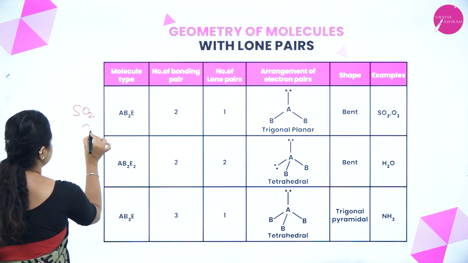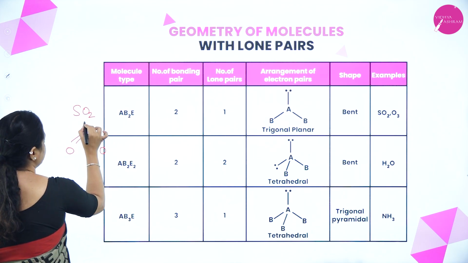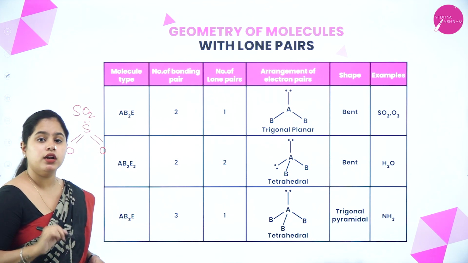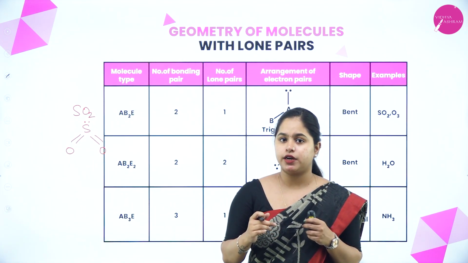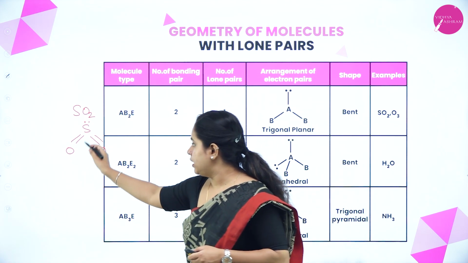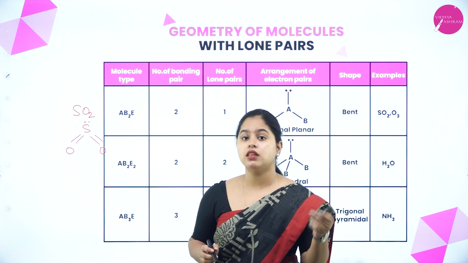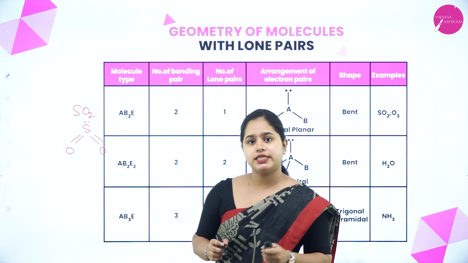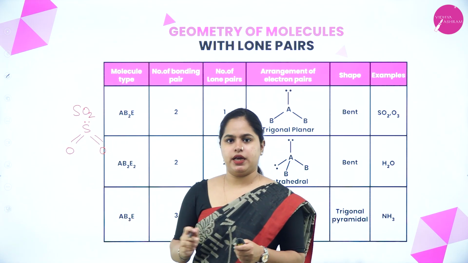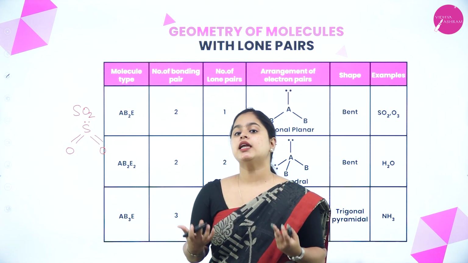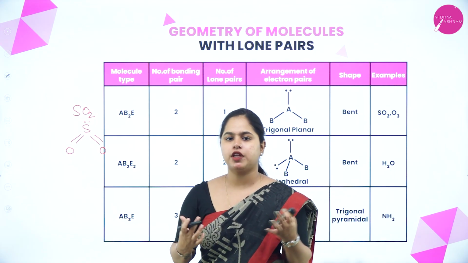As you can see, S double bond O, and a lone pair is present on the sulfur atom. So how do you calculate the total number of electron pairs? There are 2 bond pairs here. We know that according to VSEPR theory, the multiple bonds are considered as single bond. So 2 bond pairs and 1 lone pair, a total of 3 electron pairs are present.